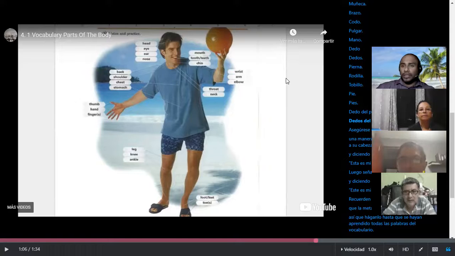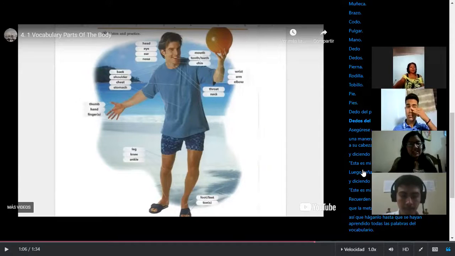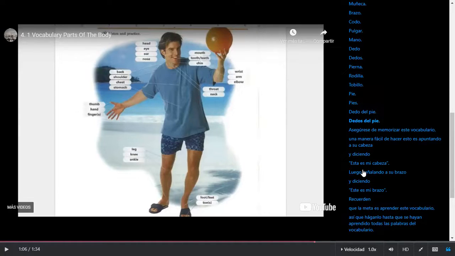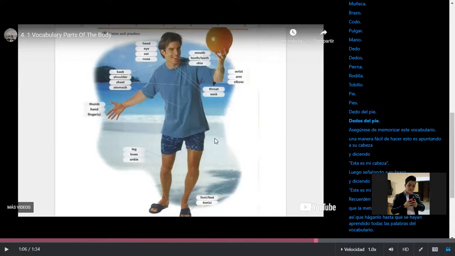Do you have any questions about this vocabulary? Does anybody have any questions about the meaning of these words or the pronunciation? Teacher, hi. The one above arm that says wrist, how do you say it? Wrist, muñeca. The W is not pronounced. Wrist. Muñeca. The T is pronounced at the end. Correct. Wrist.